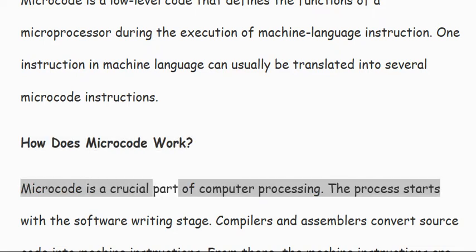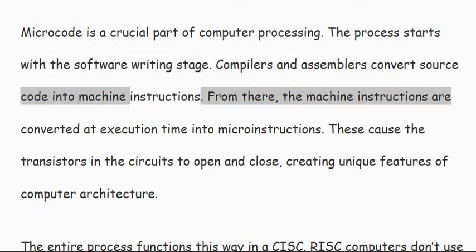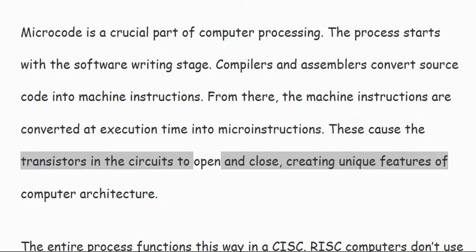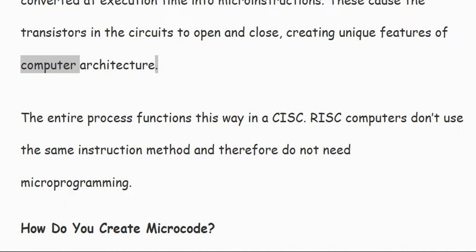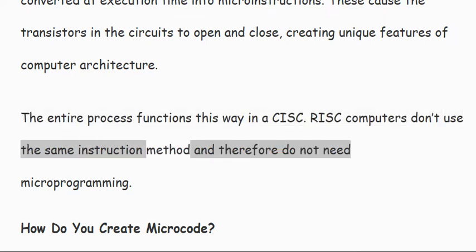Microcode is a crucial part of computer processing. The process starts with the software writing stage. Compilers and assemblers convert source code into machine instructions. From there, the machine instructions are converted at execution time into microinstructions. These cause the transistors in the circuits to open and close, creating unique features of computer architecture. The entire process functions this way in a CISC. RISC computers don't use the same instruction method and therefore do not need microprogramming.